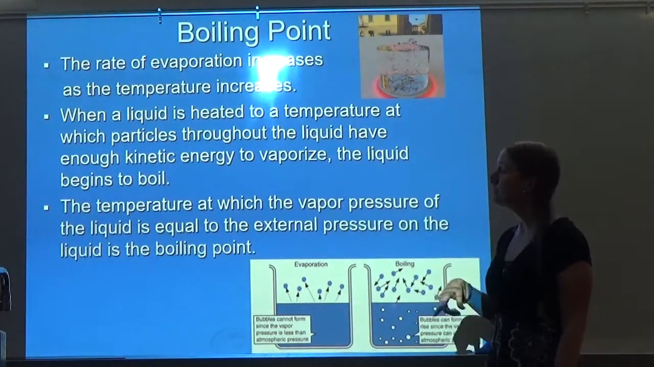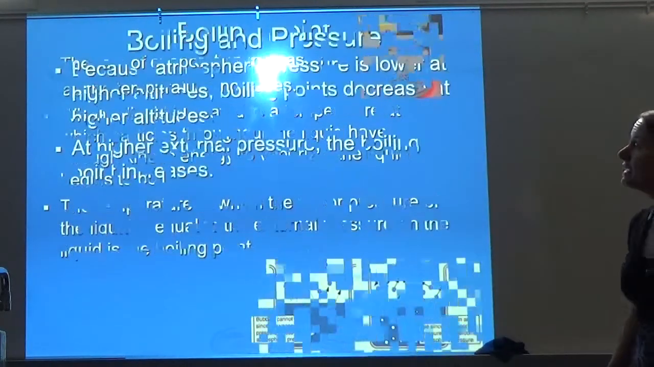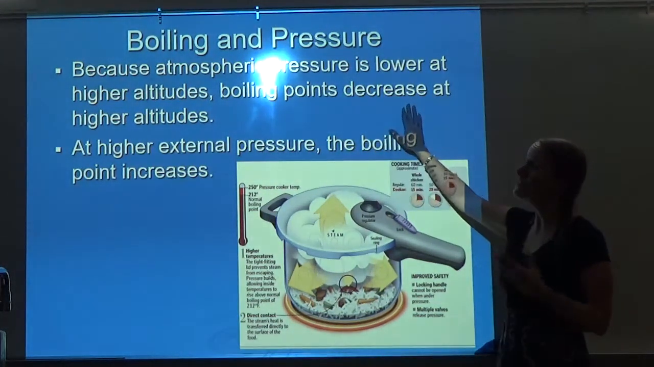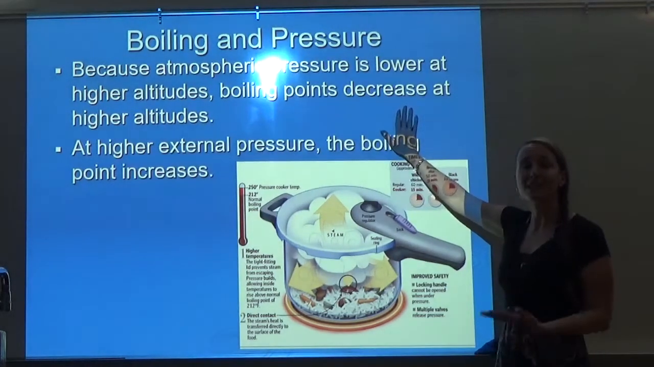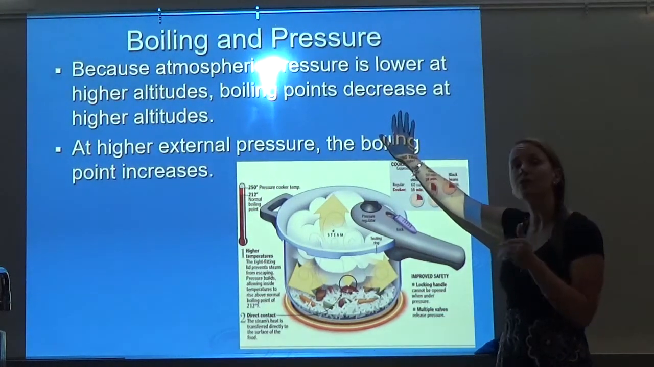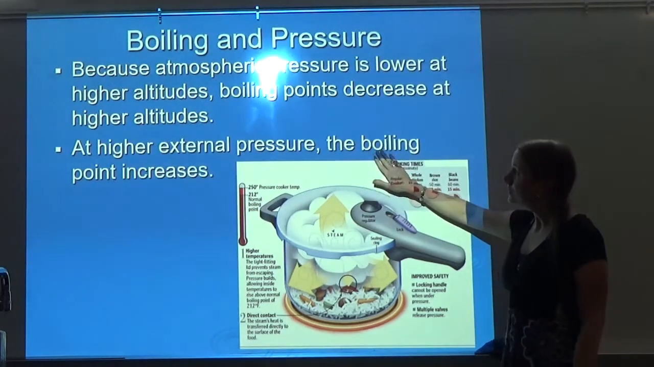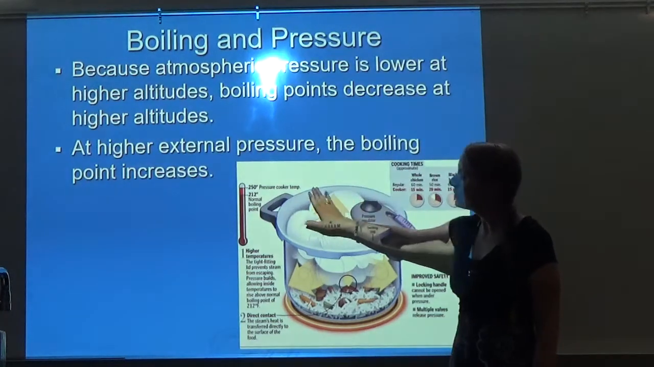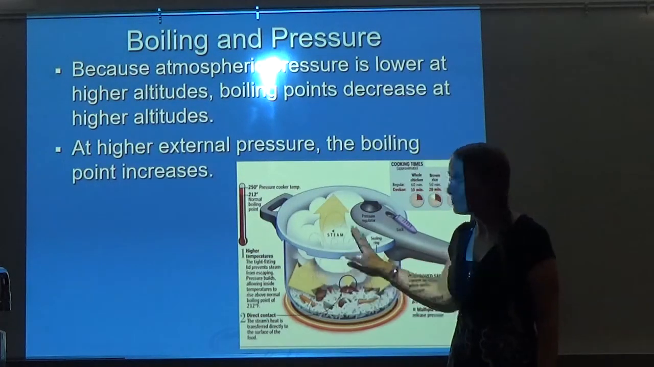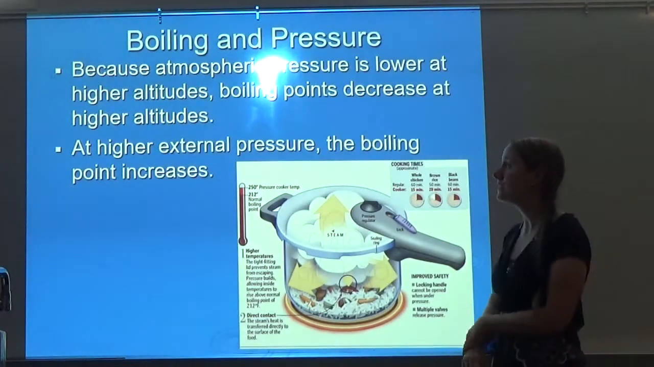The temperature at which vapor pressure equals external pressure, that is the boiling point. So remember, boiling point is completely based on pressure. So because atmospheric pressure is lower at higher altitudes, boiling point decreases at higher altitudes. That's why if you ever use box cake mix or something like that, if you look in the directions, a lot of times they'll have high altitude directions where you have to change some things, and that's just because the boiling point is different at that point. And at higher external pressures, the boiling point increases. And so again, that's how a pressure cooker works. They keep all the steam built up in here, so that increases the pressure inside, which means water will boil at a higher temperature, and so you can cook your food faster.